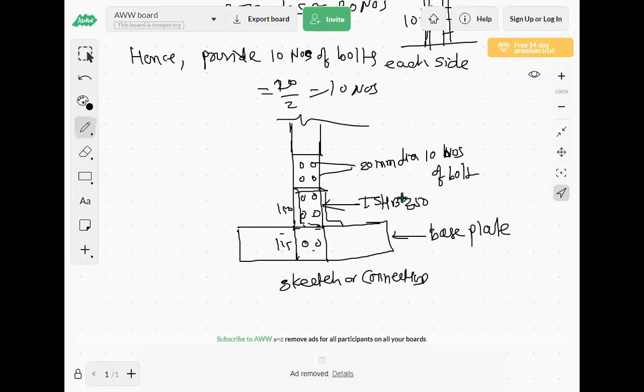So here we have seen the two examples, one each for the design of slab base and the design of gusseted base. So today our syllabus is ending for the design of steel structure.